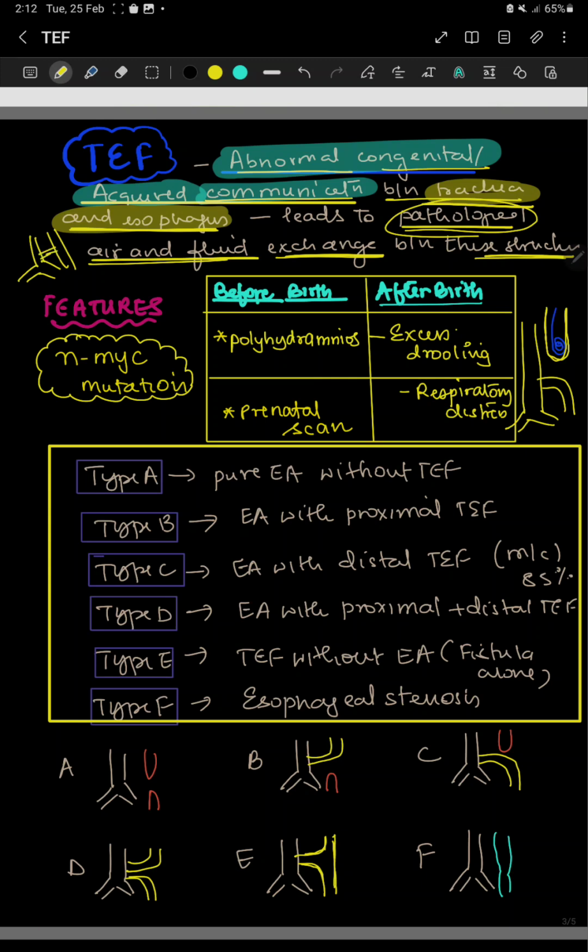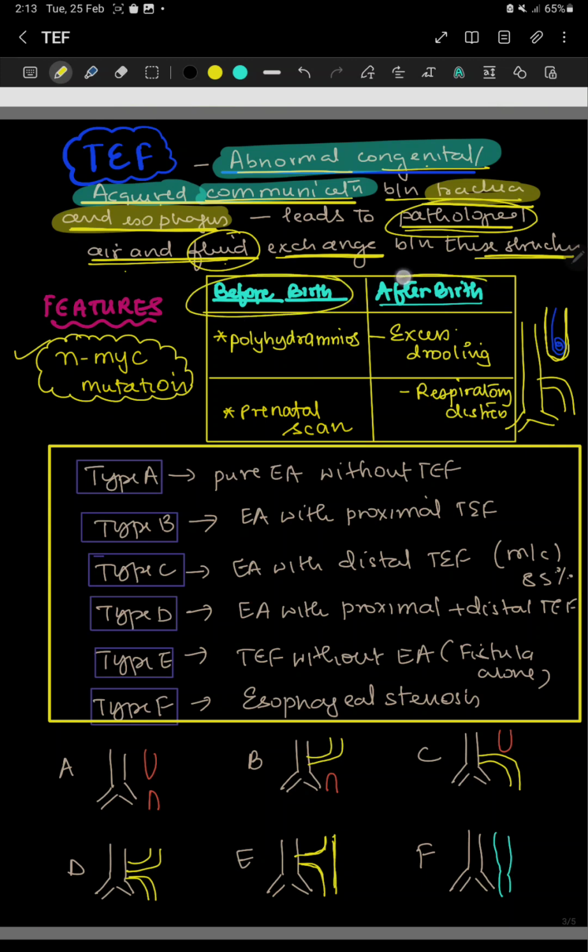abnormal communication which can be congenital or acquired, and this is causing the gas and the air, the fluid exchange to occur between these two structures. So the definition is abnormal congenital or acquired communication between trachea and esophagus which leads to pathological air fluid exchange between these structures. An important association is a gene called NMYC gene mutation.